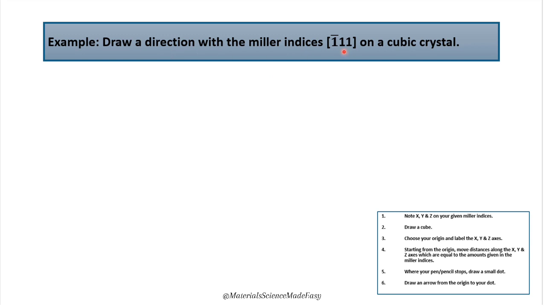So draw a direction with the Miller indices -1, 1, 1. So this is how we write -1, 1 with a dash on top, not a minus here. It's here. -1, 1, 1 on a cubic crystal, right? Let us follow these steps. Step number 1, we note our X, our Y, our Z. And then number 2, we draw our cube.